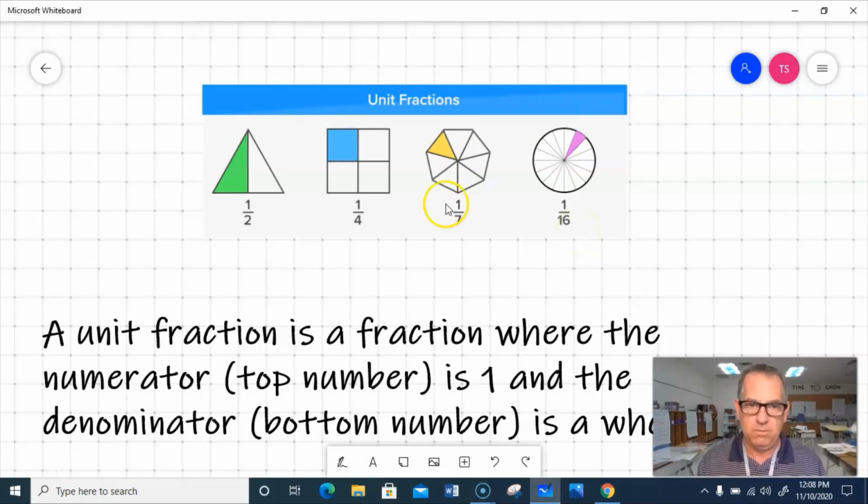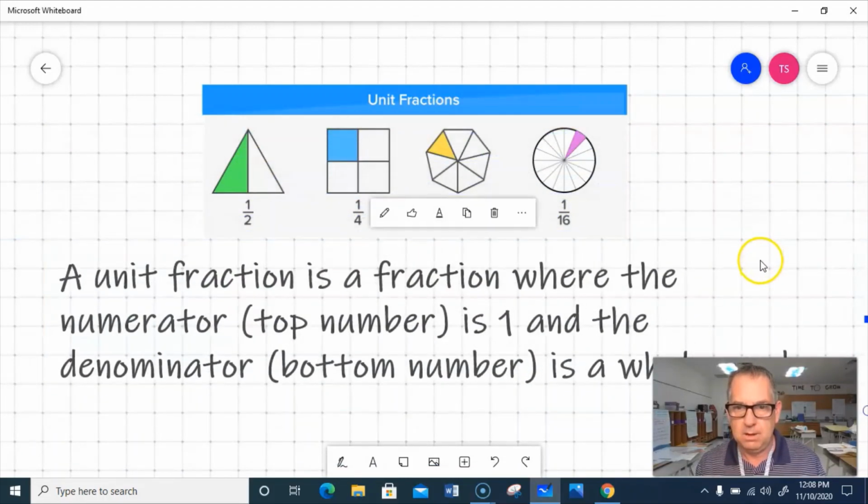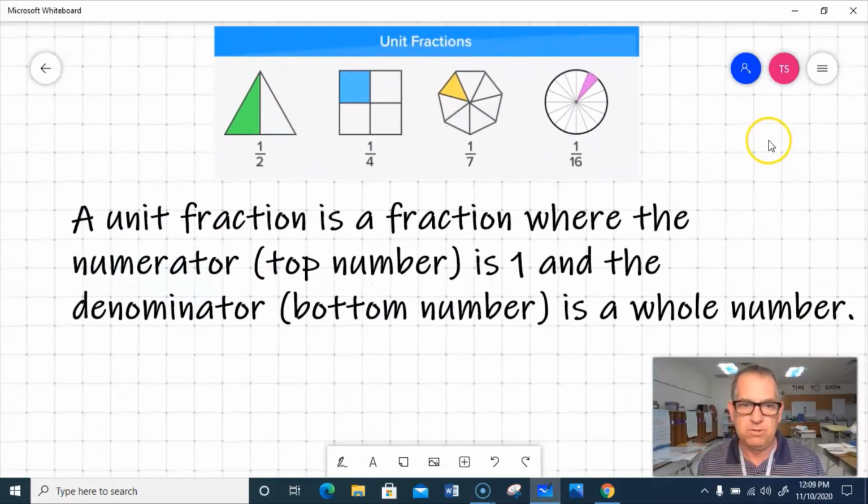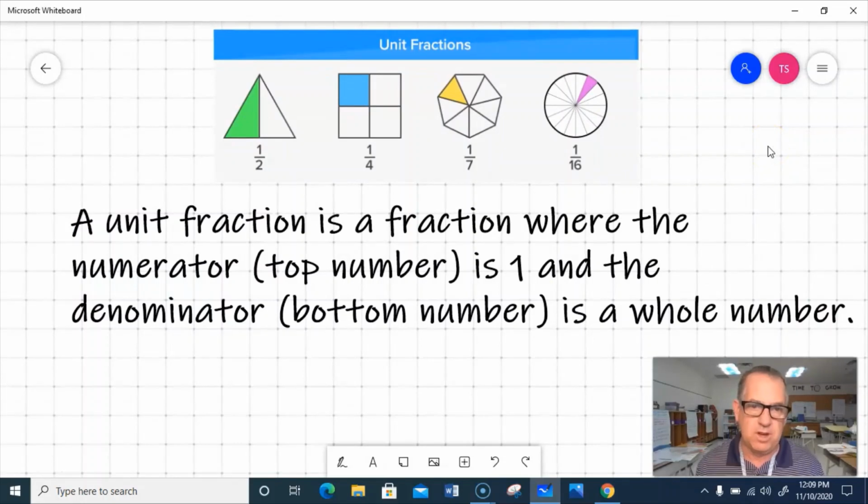Basically, a unit fraction is a fraction where the top number, the numerator, the one above the fraction bar, is a 1. So if the numerator on a fraction is 1, it's a unit fraction. I'll scoot this up so we can read the definition. It says a unit fraction is a fraction where the numerator, top number, is 1 and the denominator, bottom number, is a whole number. So that's what a unit fraction is.